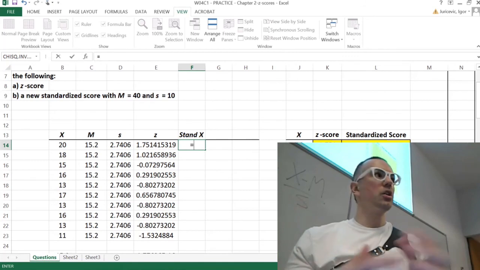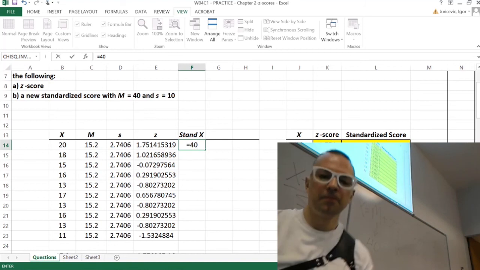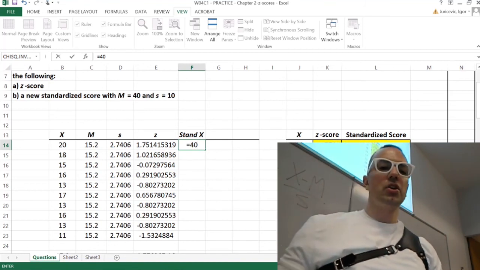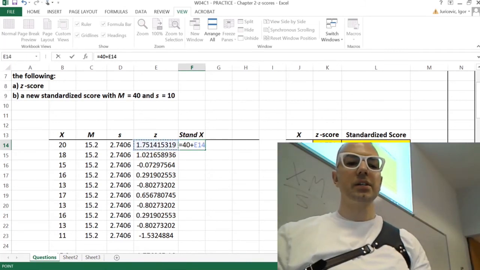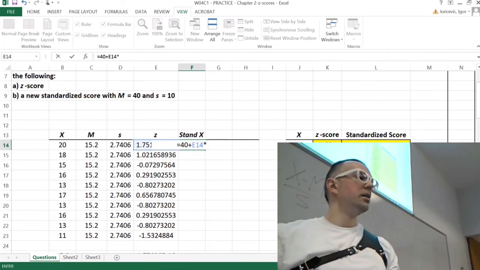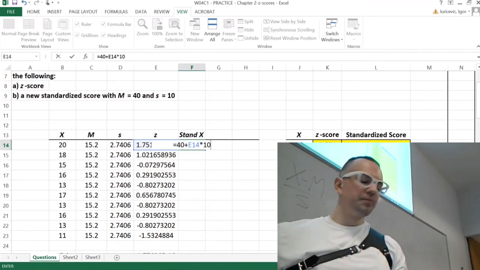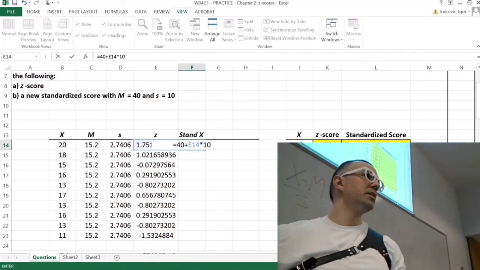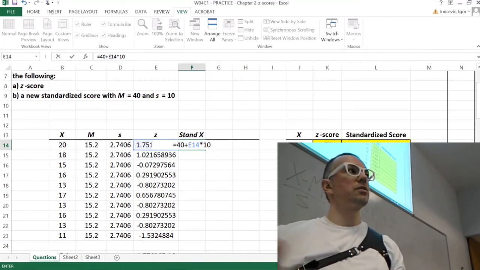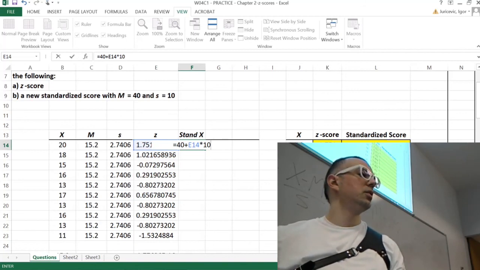So what I mean by that is you can put in equals 40. 40 is your new mean. And then plus, and then we choose our z-score, and we use Shift 8 to get the asterisk, and we're going to multiply that by 10. So this is 40, our new mean, plus your raw score multiplied by 10. And Excel will respect order of operations for addition and multiplication. So it will do the multiplication first, and then it'll do the addition. You don't need to put that into parentheses.